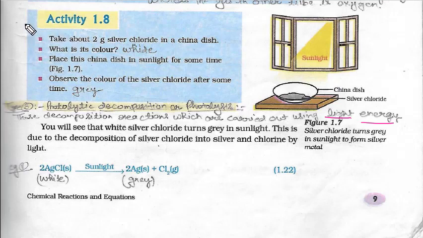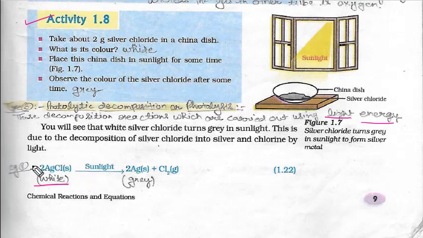So let's start with activity 1.8. Take about 2 gram silver chloride in a china dish. What is its color? Its color is white. Place this china dish in sunlight for some time. Now what will happen? Observe the color of the silver chloride after some time.